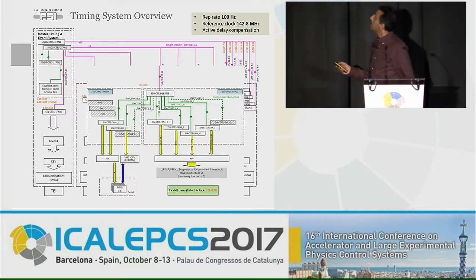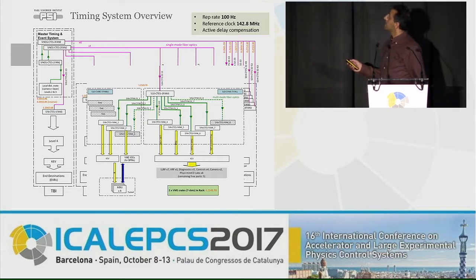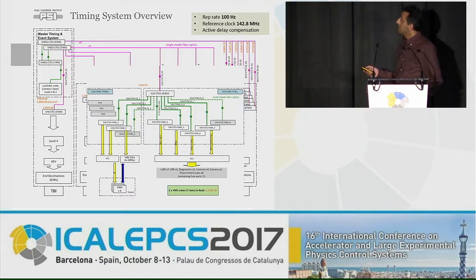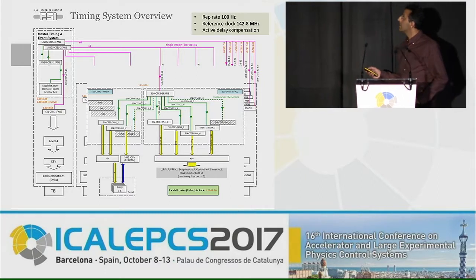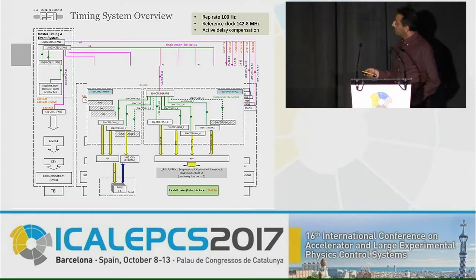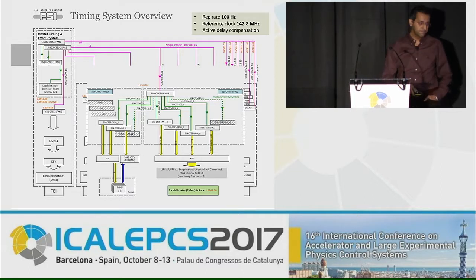And just to add, the nominal rep rate of SwissFEL is 100 Hertz, and the event system clock is 142.8 megahertz, given by the master oscillator of the machine, and we use active delay compensation.